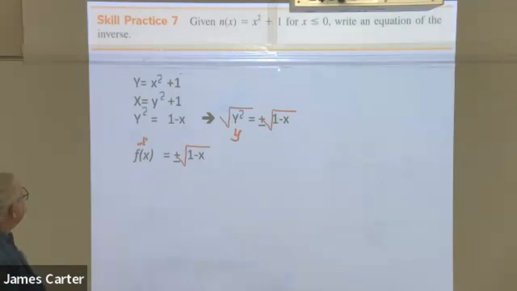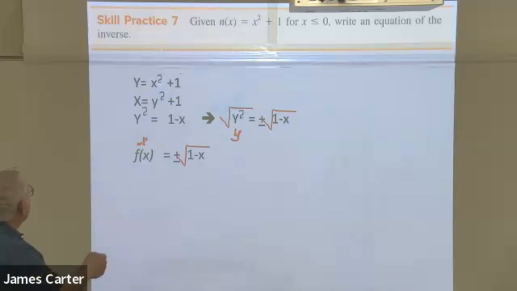So here's another one. Given this equation, we got a restriction again. Why? Because this thing is a parabola, and we're going to throw away half of it. This time we are keeping the left side and throwing away the right side.